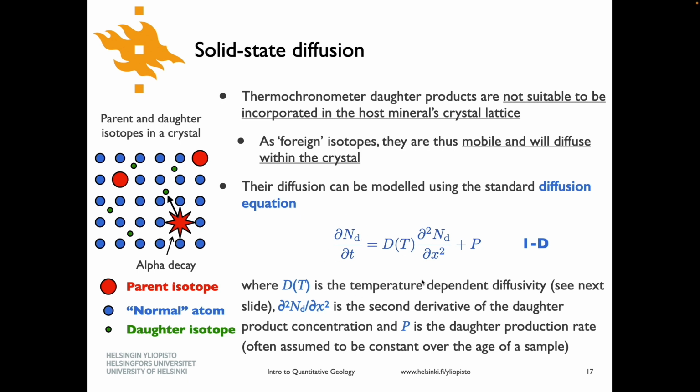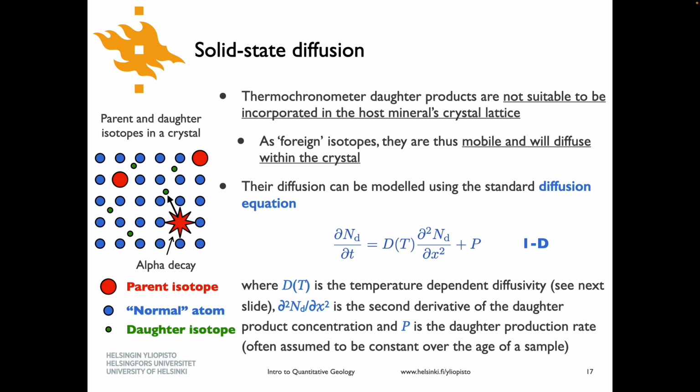As we're dealing with the diffusion equation, you could imagine that we can model this to say that the change in the concentration of the daughter isotope over time is going to be equal to some kind of diffusion constant. In this case, it's a temperature-dependent diffusion constant, so it will change as a function of temperature. And then this is times the second derivative of the daughter isotope. This is basically the change in flux over some distance dx squared.